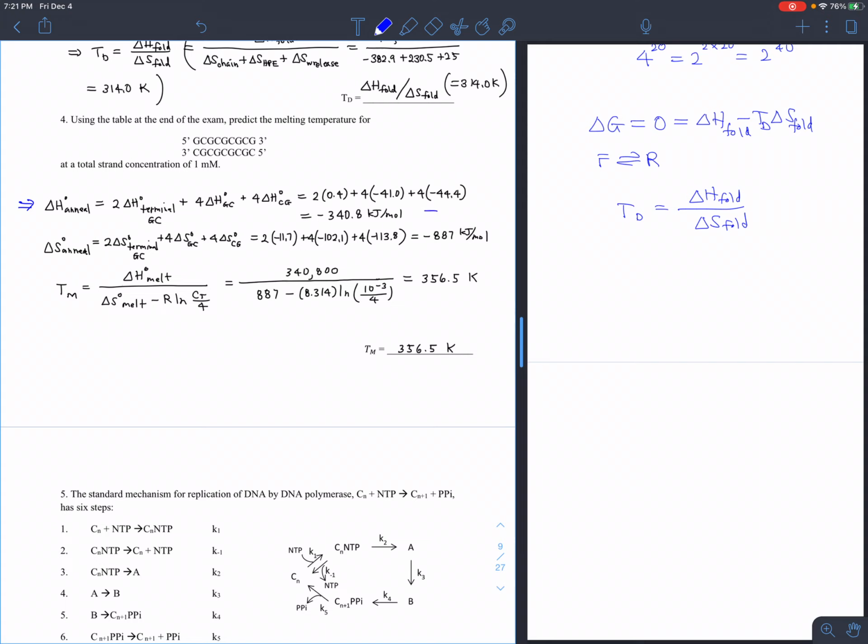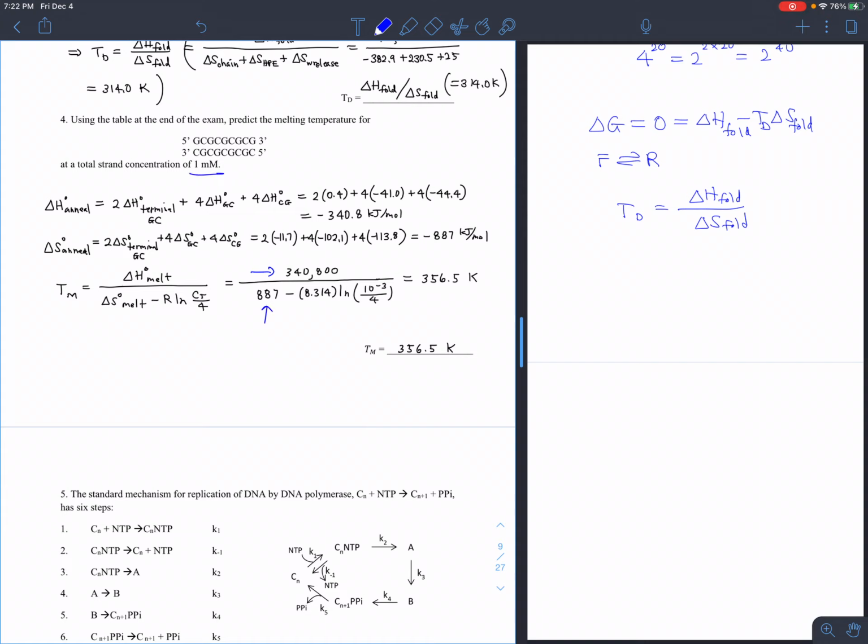And adding things up gives minus 340.8. Doing exactly the same thing for delta S gives minus 887. And now we have this formula for predicting the melting temperature, delta H melt over delta S melt minus R log CT over 4. And the only trick at all here is to remember that these values that we just calculated, this one and this one, are for annealing. They're not for melting. It's the negatives of those that we need for melting. So putting a plus sign in front of both of them, it's 340 on top, 887 on the bottom.